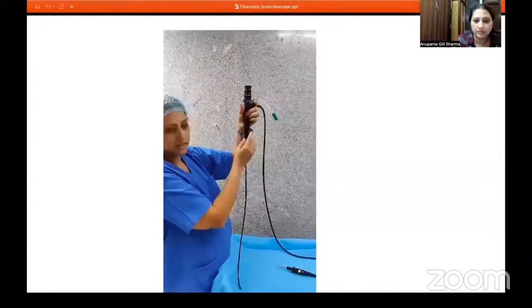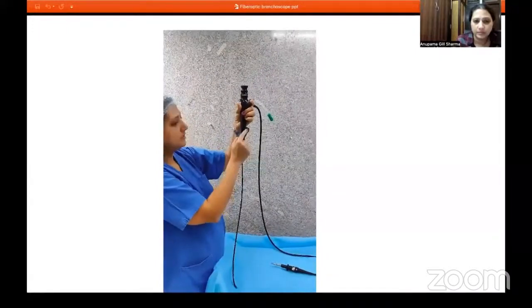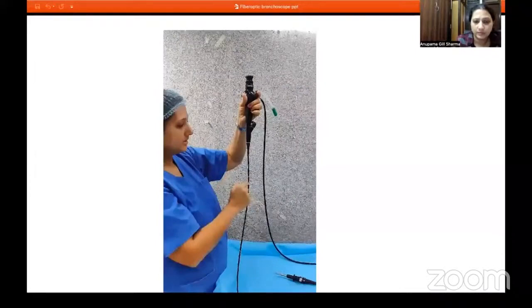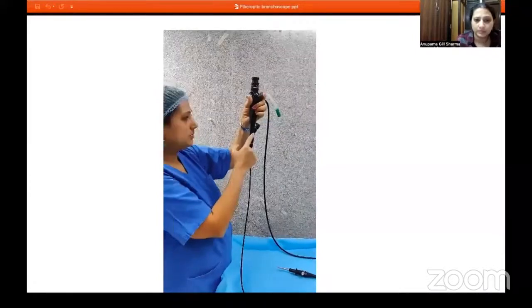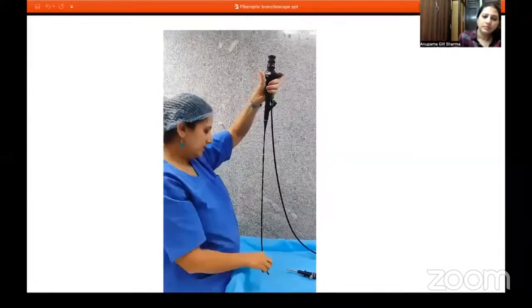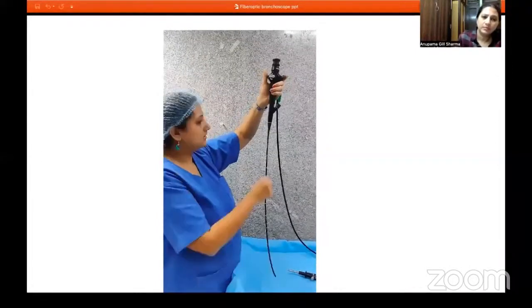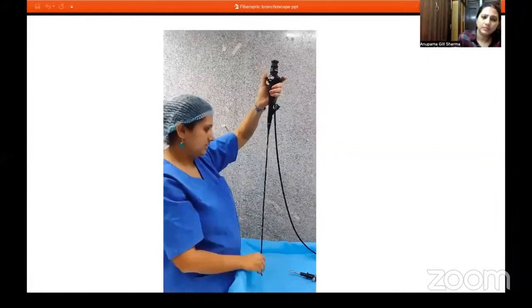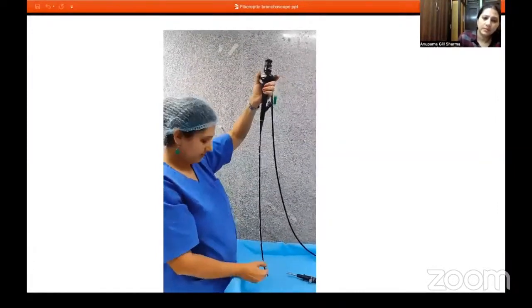This is the working channel through which oxygen can be instilled. Also, drugs can be given, using the spray-as-you-go technique. The total length of the fiber optic is around 89 centimeters. The length of the fiber optic shaft is around 60 centimeters.